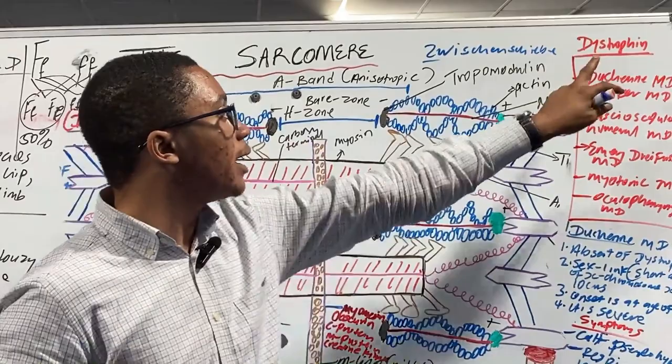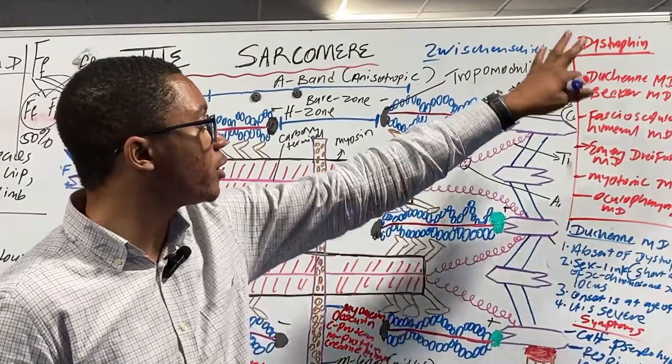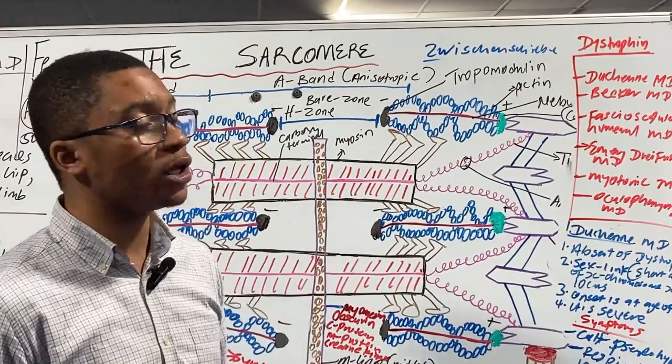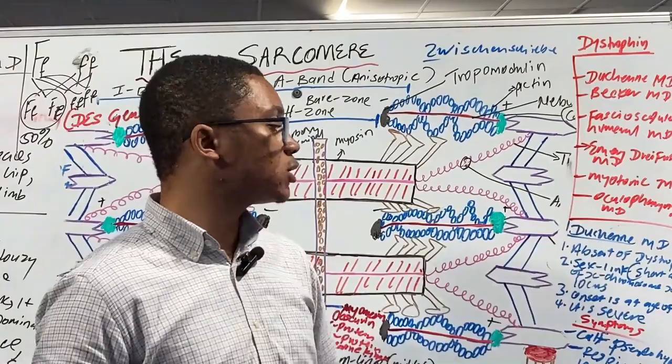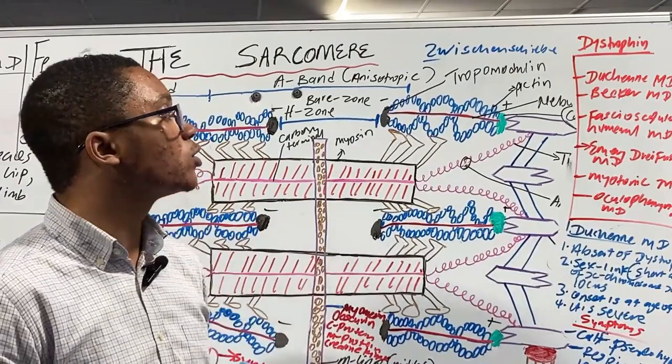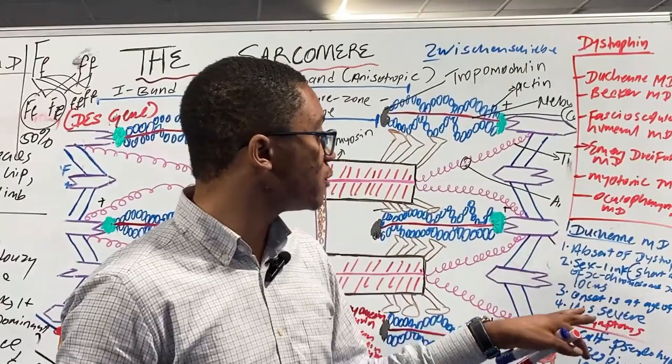And we said there are different types of muscular dystrophy here. Duchenne, the most severe type of muscular dystrophy, is caused by a total absence of dystrophin due to a defect in the dystrophin gene. It is sex linked, which means it is found on the short arm of the X chromosome, specifically on the 21.2 locus of the X chromosome. It onsets at the age of 5 and it's very, very severe.